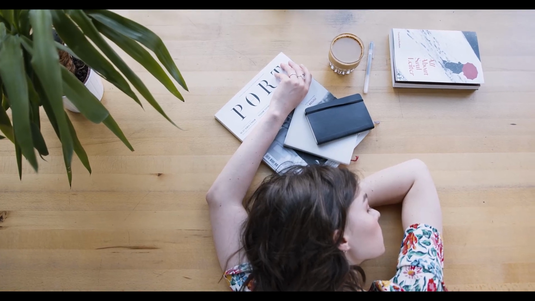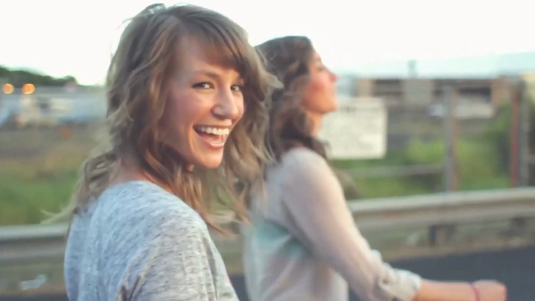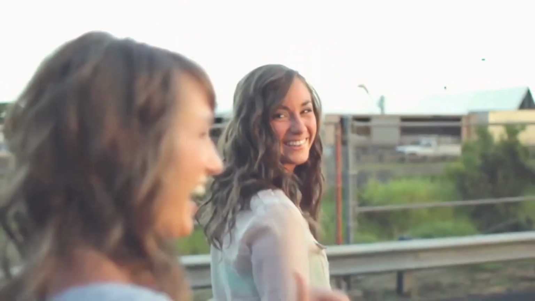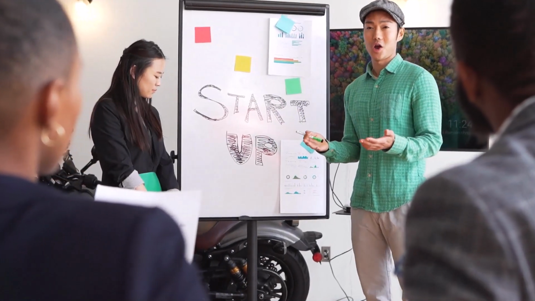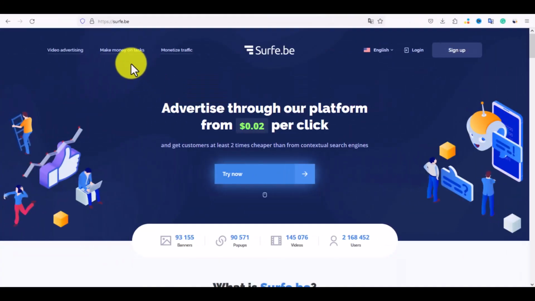If you are tired of making money online, are you looking for a fun way to earn cash? In this video, I will show you how to earn $2 per ad watched for free. To get started, go to the Google search bar and type surf.b and click on the first link that appears. You can go directly to this website.